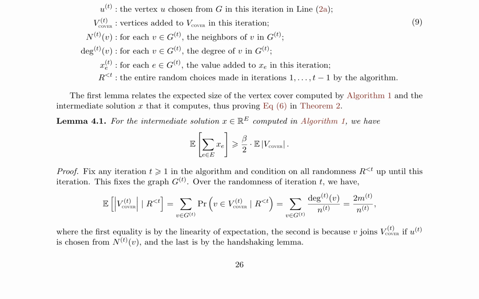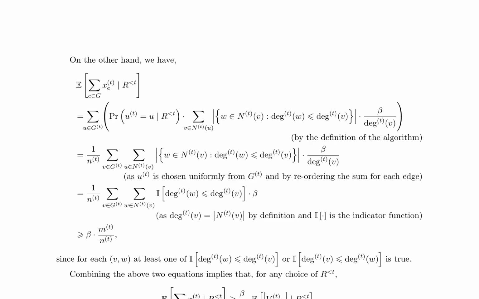Given any graph G and parameter beta less than 1/8, algorithm 1 outputs an integral vertex cover V-cover, an intermediate solution x, and a fractional matching y such that x_e is in [beta, 2e] on V-cover. This implies that the fractional matching y returned by the algorithm is a multiplicative approximation in terms of beta. The analysis of the algorithm's performance continues with the derivation of a lower bound for the expected value of the solution.